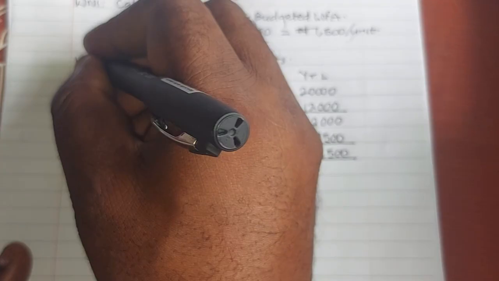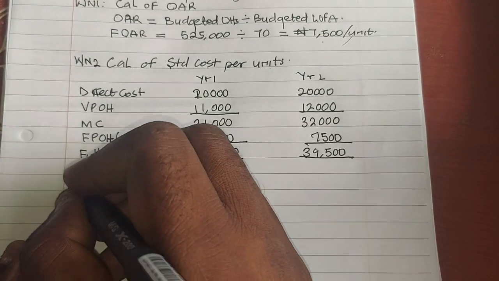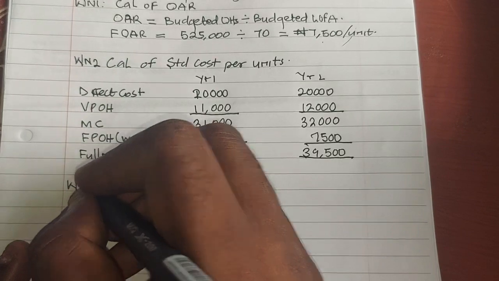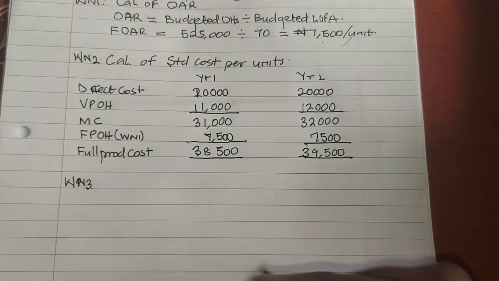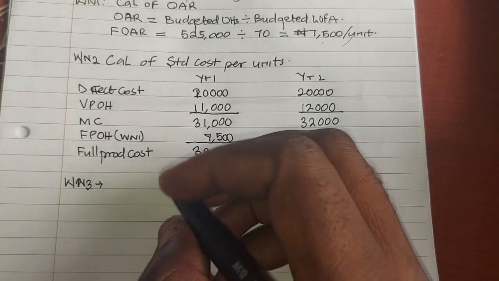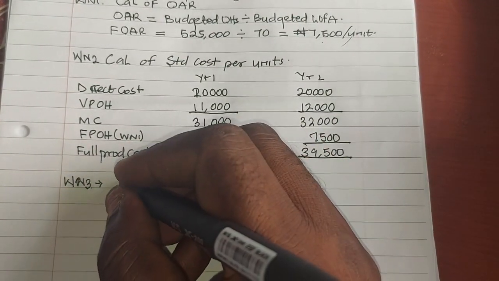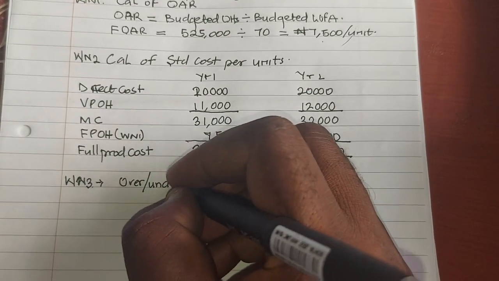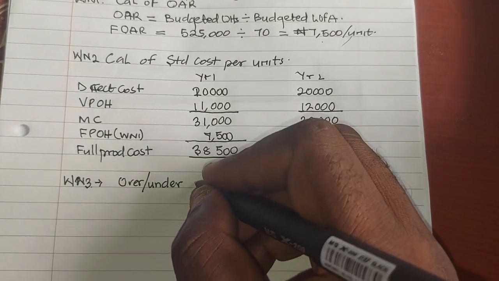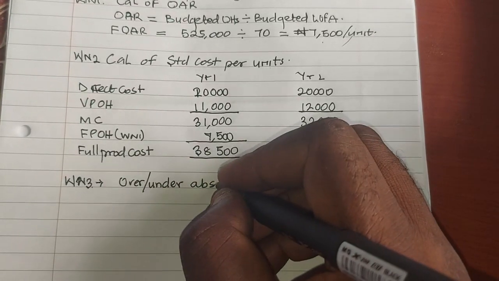Then the next, this is working note 2. Don't forget working note 3. Working note 3 is nothing but over and under absorption adjustments.